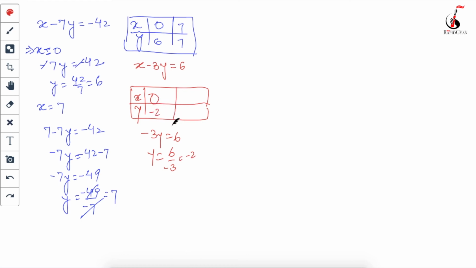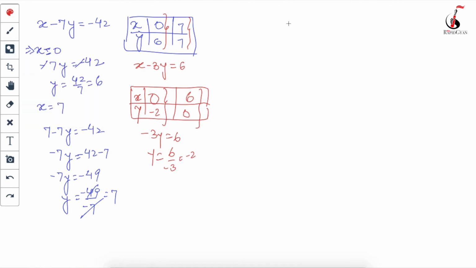Now let's put another value, y equal to 0. If y is 0, x will be simply 6. Very simple. So you got two coordinates. In the first case, your coordinates are 0 comma 6 and 7 comma 7. In this case, they are 0 comma minus 2 and 6 comma 0. So let's plot the graph.